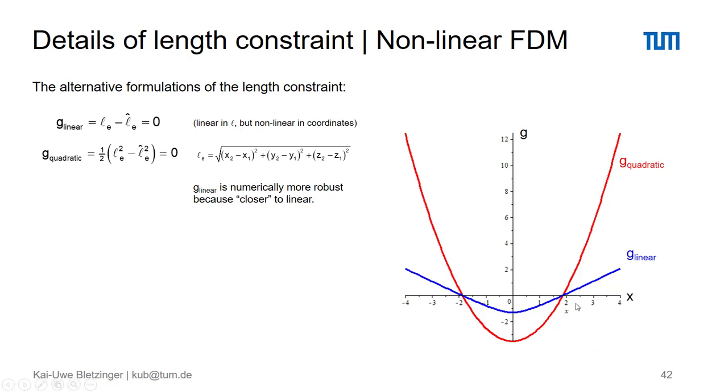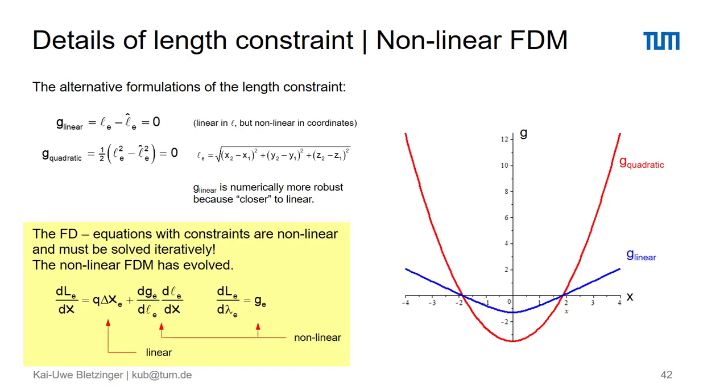And that's what the numerical experience tells us, that the linear variant of the constraint behaves more robustly than the quadratic one. We have no overshooting, as we just have seen in one of the previous examples. At the very end it converges faster. Finally, it appears that the force density equations with constraints are nonlinear in terms of the free variables, and of course they must be solved iteratively.